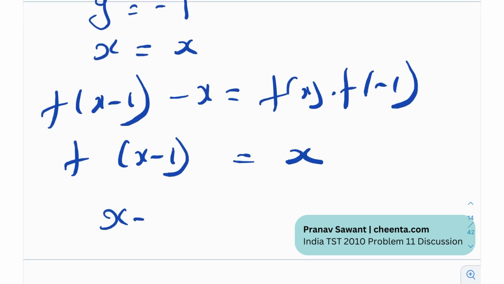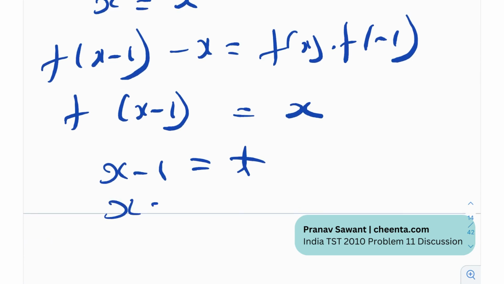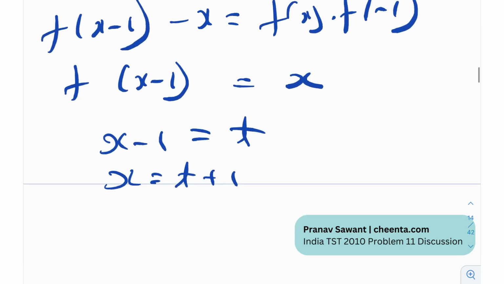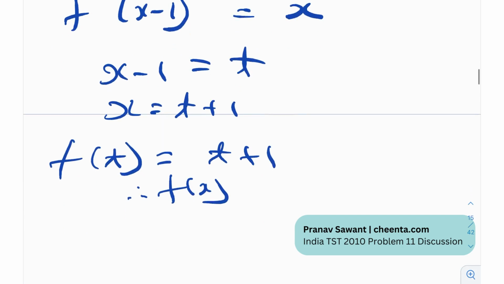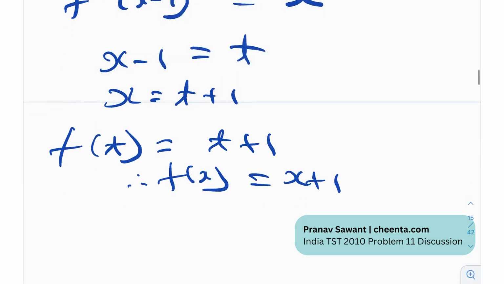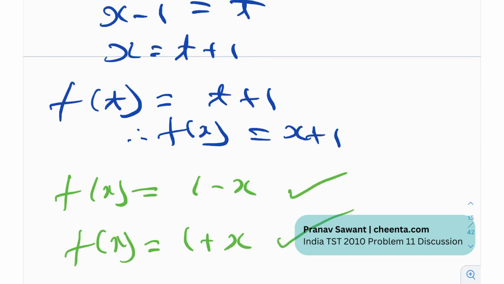Again, same idea, literally the same idea. Plug in x minus 1 as t so that you get a term in f of t, right? And so x becomes t plus 1. So f of t becomes x, which is t plus 1. So therefore f of x is also x plus 1. So yes, we have two solutions: f of x equals 1 minus x and f of x equals 1 plus x, and indeed both of them actually satisfy the given functional equation.